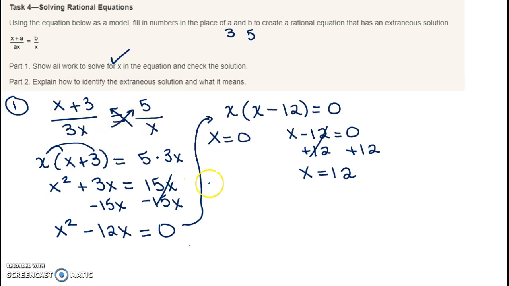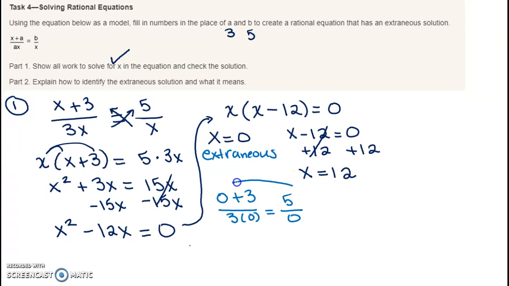So let's start with 0. Instead of x, I'm going to put zeros wherever x is. 0 plus 3 over 3 times 0 equals 5 over 0. Well, it doesn't really matter what happens over here. 5 divided by 0 is breaking all the math laws. We cannot divide by 0. So this x equals 0 is an extraneous solution. Okay, because that's a no-go.